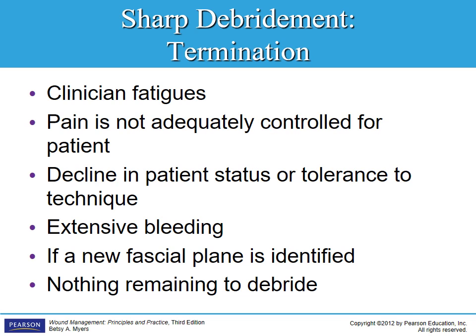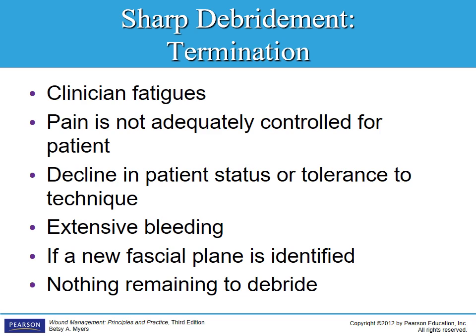You also want to terminate if you see a decline in the patient's status or their tolerance to the technique. So if your patient's not with you, they're not alert, you see them starting to fatigue, or they're telling you how much it hurts and they can't take it anymore, you stop. You terminate the sharp debridement right there. Again, if you start to see extensive bleeding, let's say the person's on an anticoagulant and you didn't know it, or they've had a surgical procedure very recently and you happen to have hit something and you have extensive bleeding, you terminate immediately. You terminate the sharp debridement and you get pressure on it.